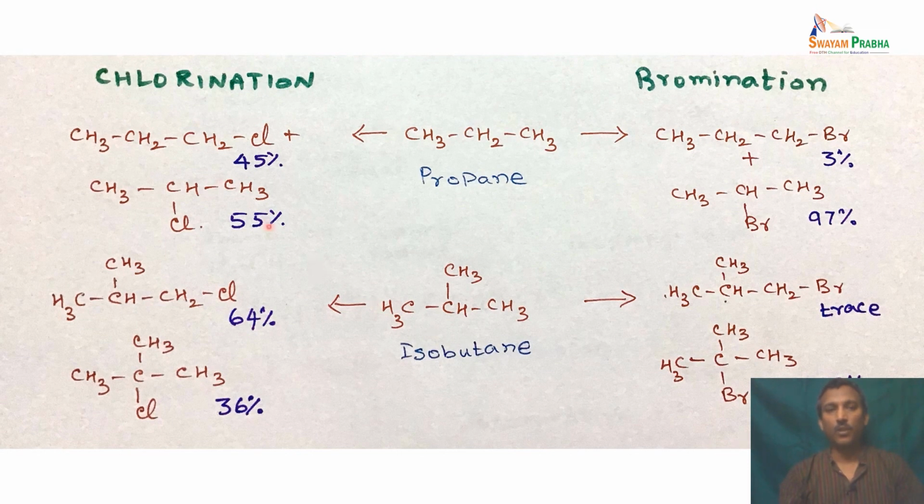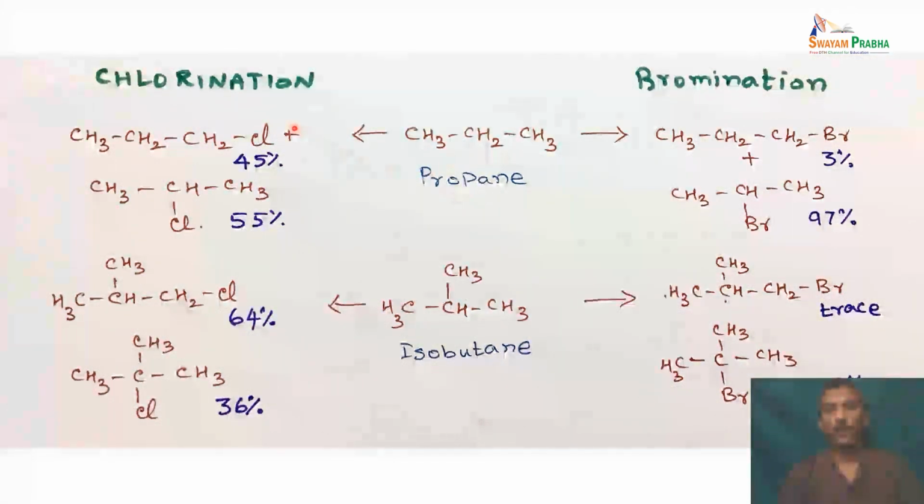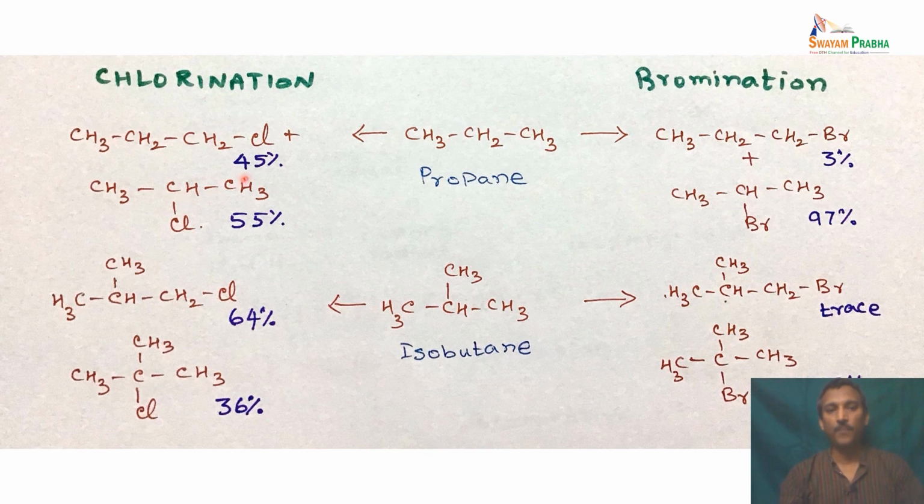We have two reactions represented here. We are starting from a simple alkane, which is propane. Reaction with chlorine, that is the chlorination, gives two products. We are getting a primary alkyl halide and a secondary alkyl halide, but the ratio of the products formed are 45% and 55%. Roughly a 1:1 ratio we are getting. This is the chlorination reaction.